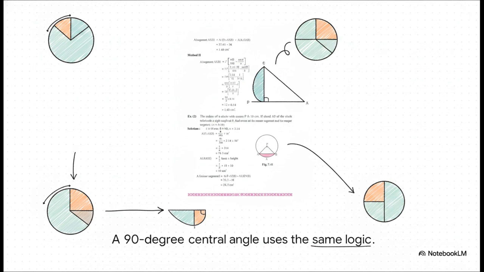You find the area of the massive sector PXB. You find the area of that right-angled triangle PAB, and you simply subtract the triangle from the sector. Following those exact same steps gives us a minor segment area of 28.5 square centimeters. The formula works flawlessly every single time.